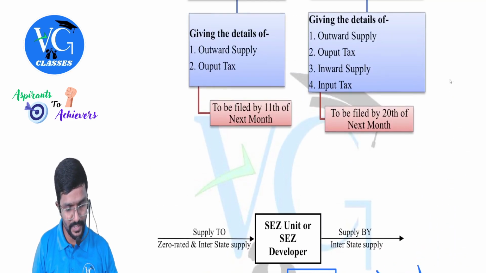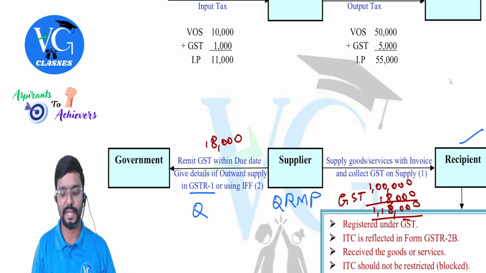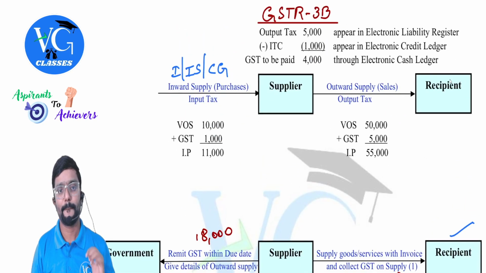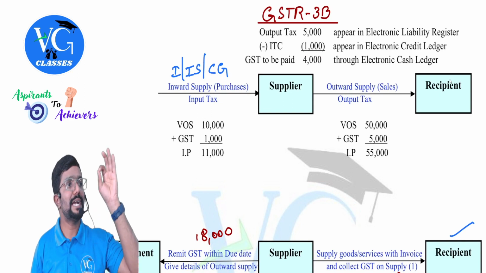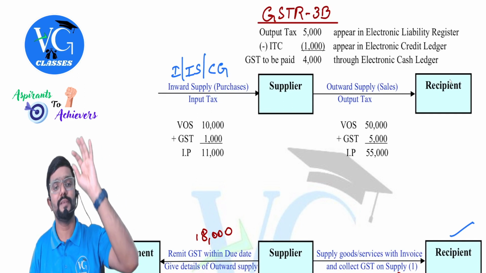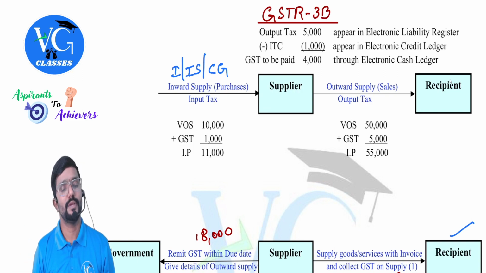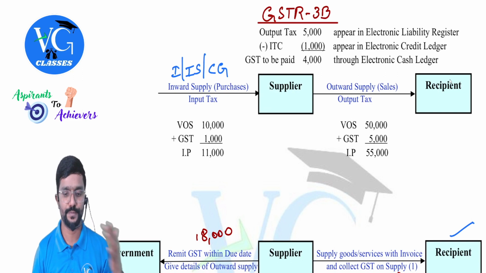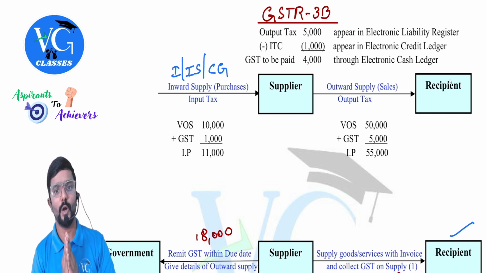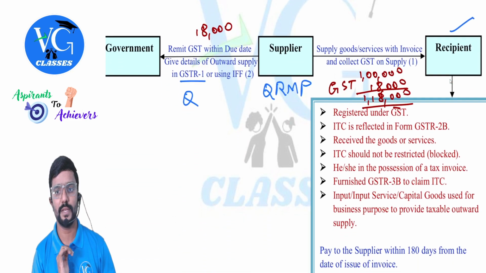This and all we will take care of. First, make a note of this one, guys. All these are important. I stands for input, IS stands for input service, CG stands for capital goods. That is what I have written in blue color. Next, I will move to the next chart. Even this is important.